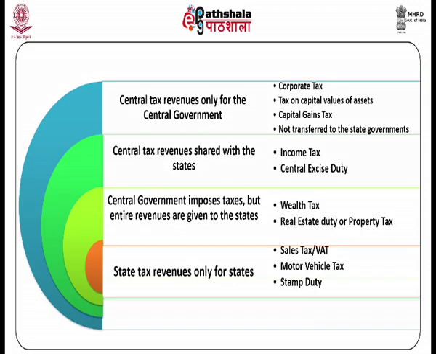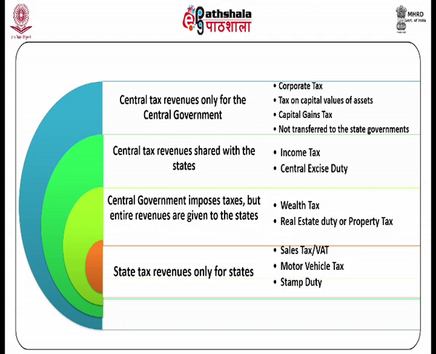Now, the revenue collected from taxes is distributed among the center and states in the following manner. Central tax revenues only for the central government. The central government imposes taxes and collects the revenue from such taxes. For example, corporate tax, tax on capital values of assets, which are property or capital gains tax excluding land, and custom duty. No part of the revenue collected through these taxes is transferred to the state governments.